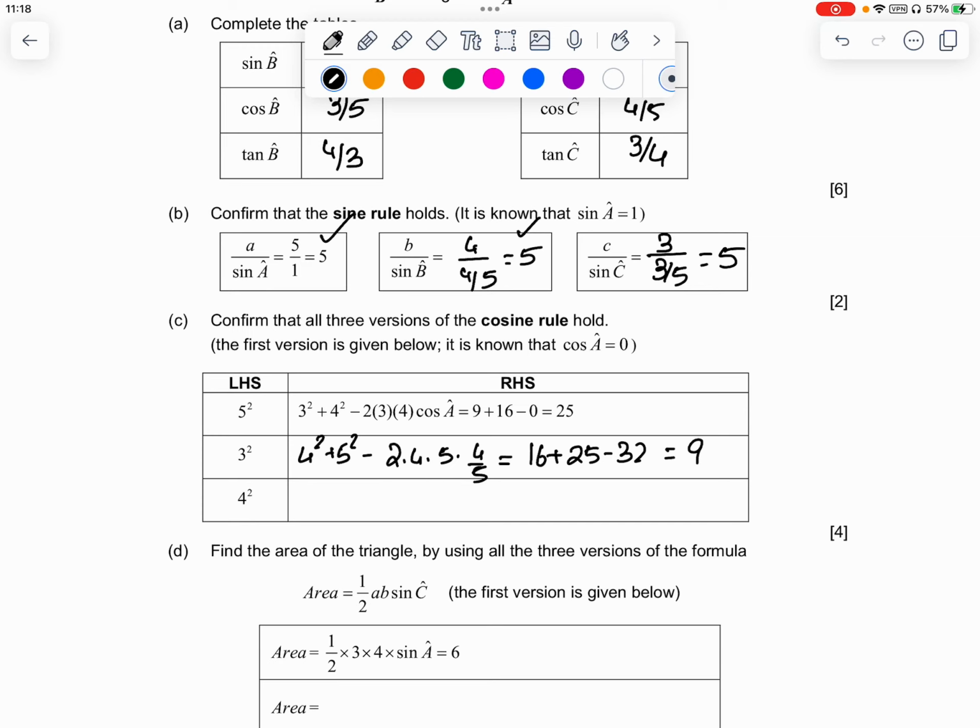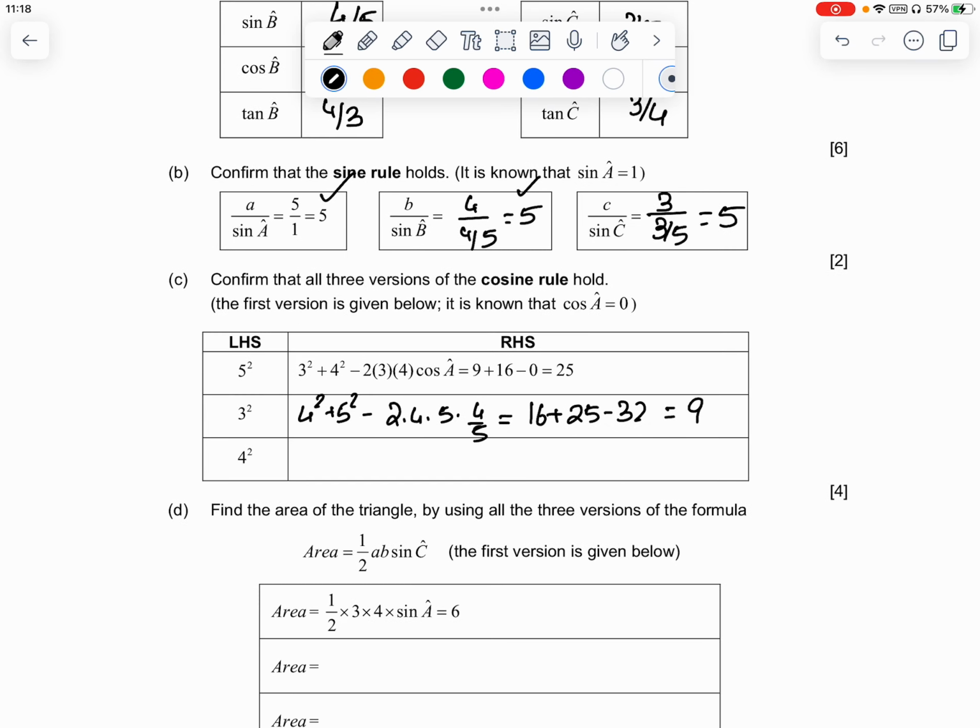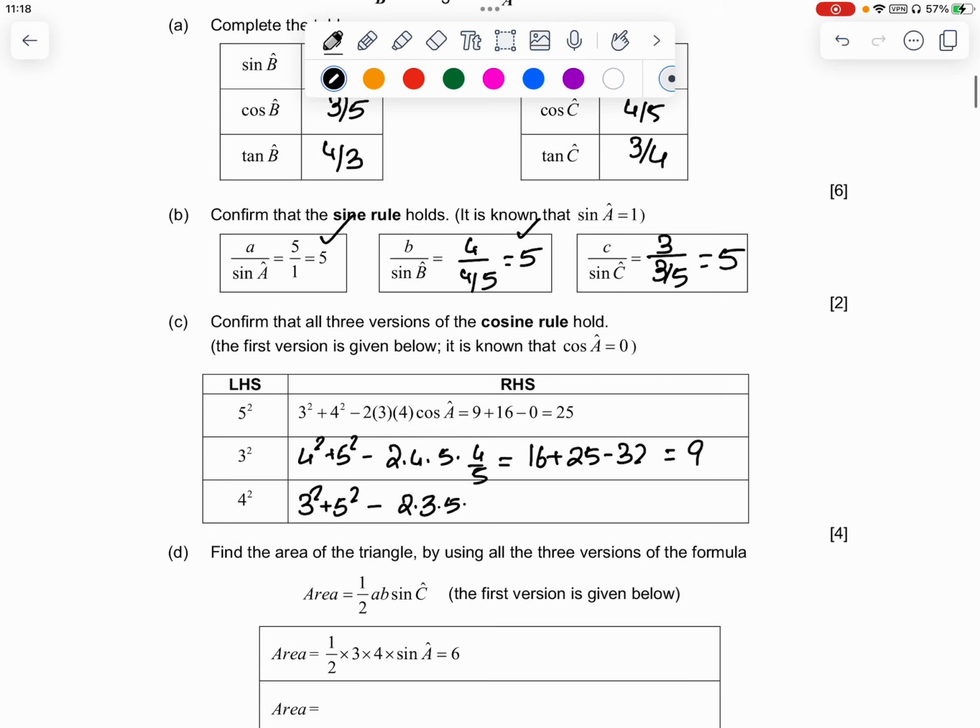Next, 4 square, which is going to be 3 square plus 5 square minus 2 times 3 times 5 times cosine B. Cosine B is nothing but how much? 3 upon 5, which is going to be 9 plus 25 minus 18, which is going to be 16.